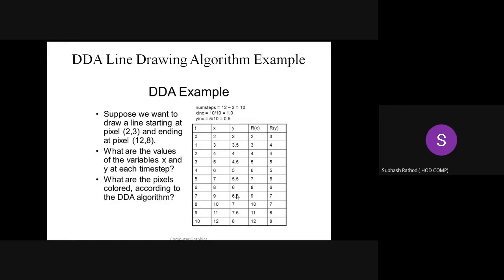You can make these 5 columns: a T column, X column, Y column, RX column, RY column. RX is the rounded value of the X coordinate, right? And RY indicates the rounded value of the Y coordinate. So each pixel has 2 coordinate values, the X coordinate and the Y coordinate, and we need to round them.